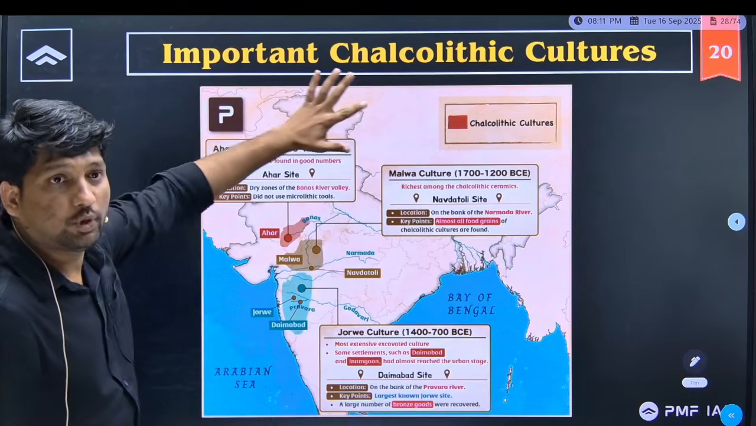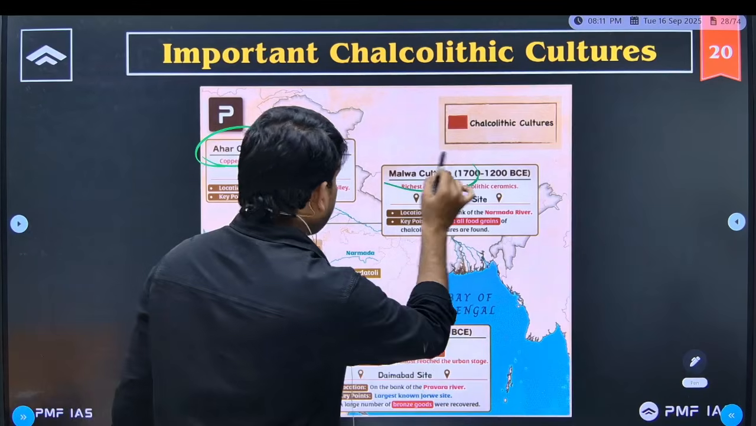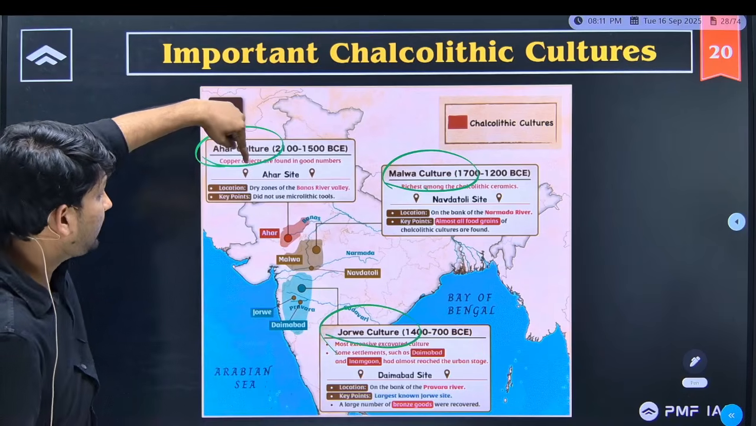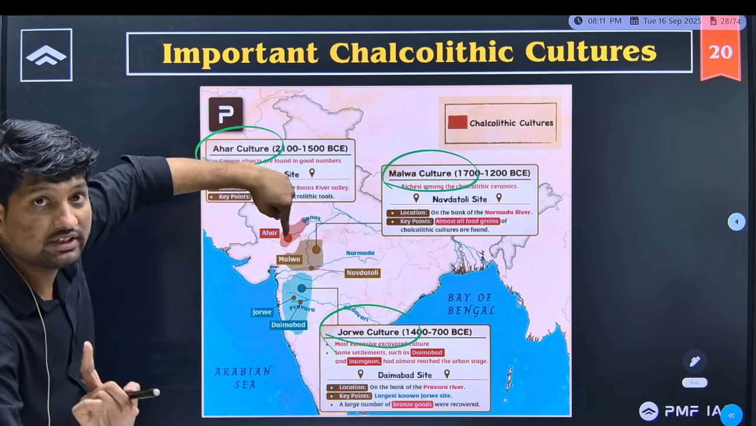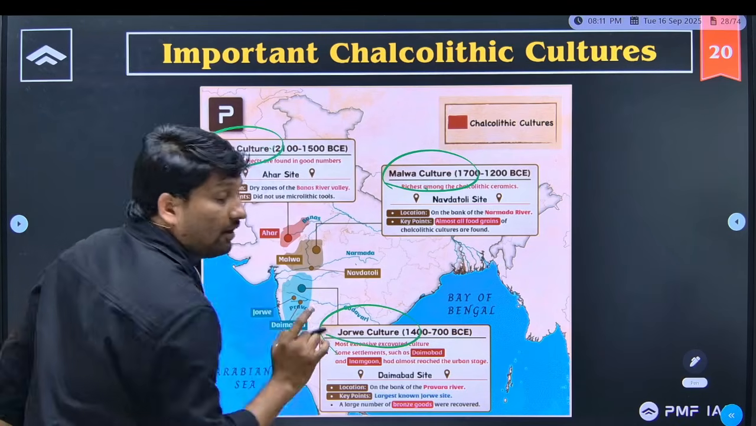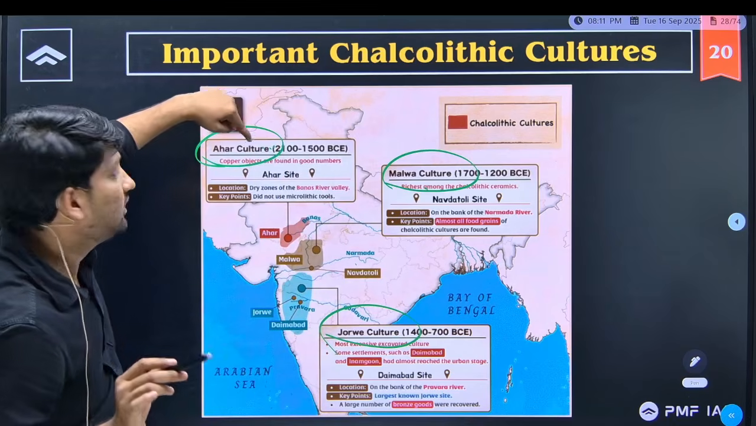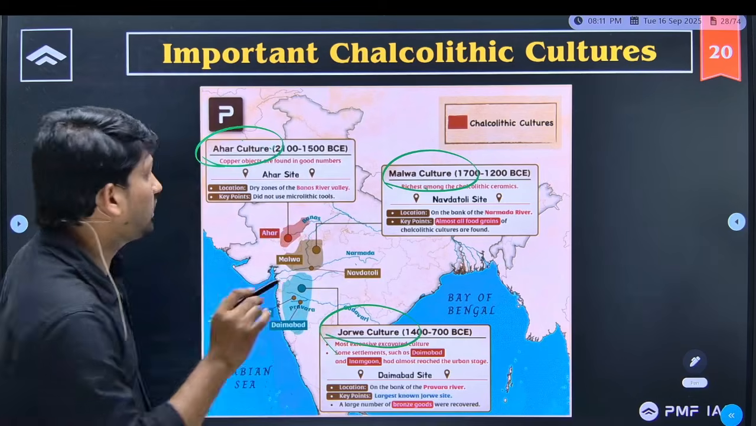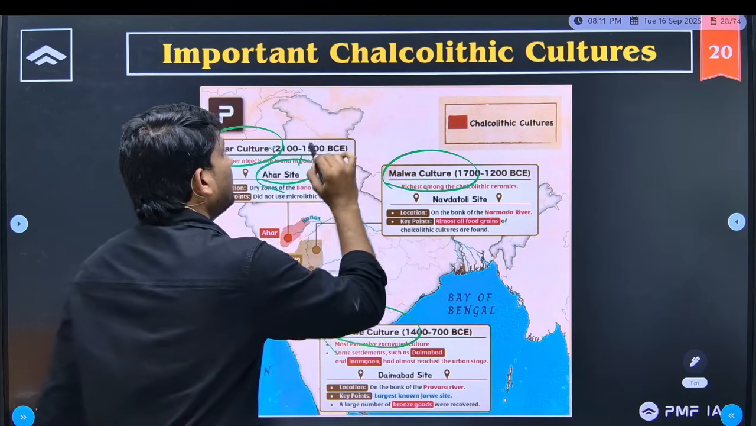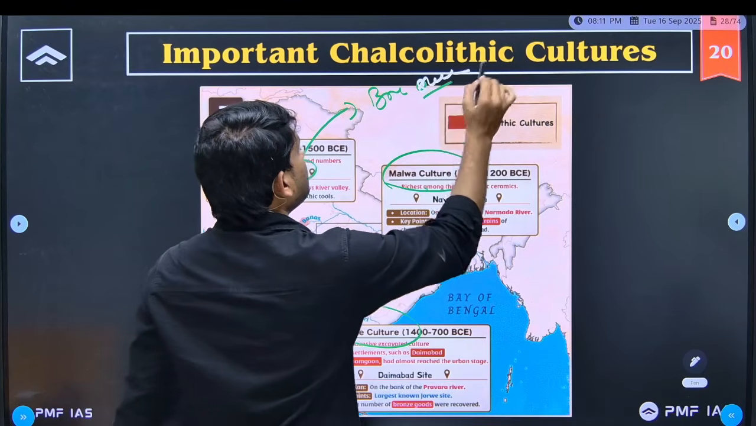So these are the important cultures. Which are these? Ahar culture, next Malwa culture, and next Jorwe culture. The Ahar culture is located mostly in Rajasthan, but don't consider that it is restricted to Rajasthan. You can also find the Ahar culture in Madhya Pradesh. We have already discussed the Kaytha site, right? The most important site of the Ahar culture is Ahar, and in Ahar you will find bronze objects or bronze sheets.